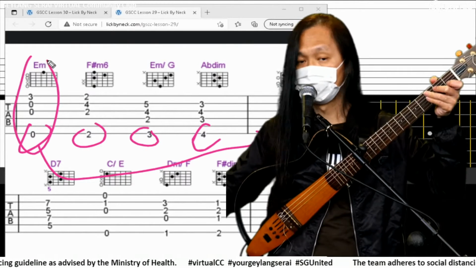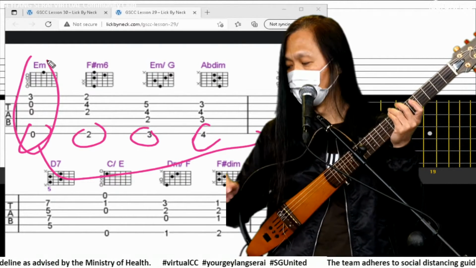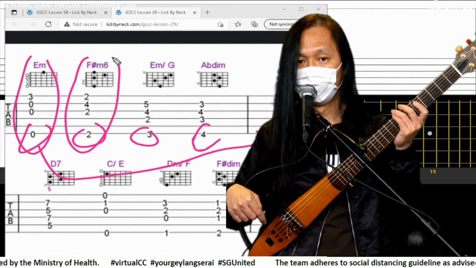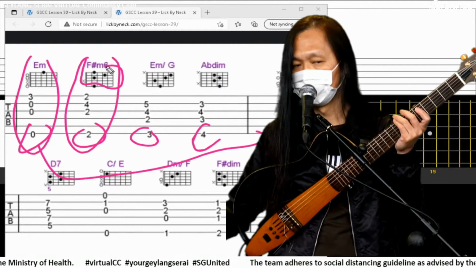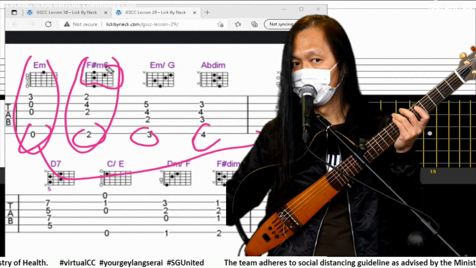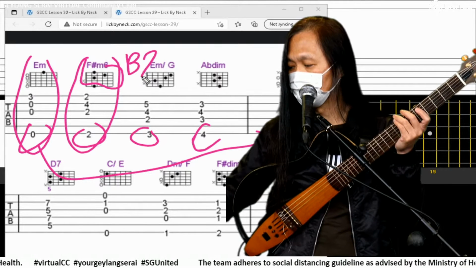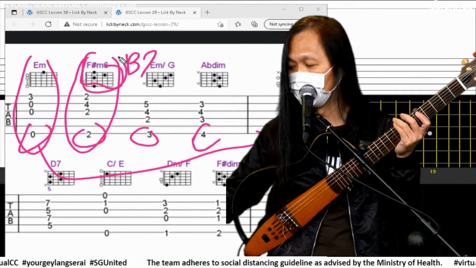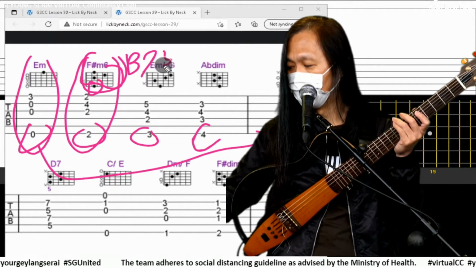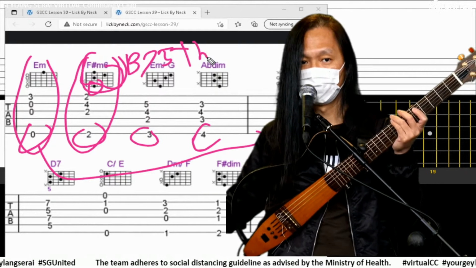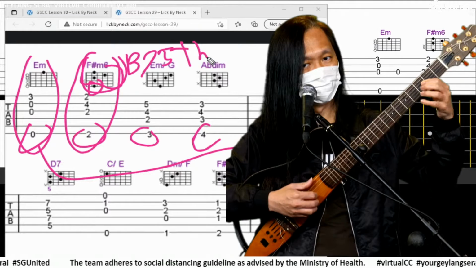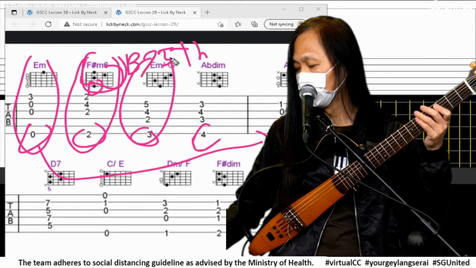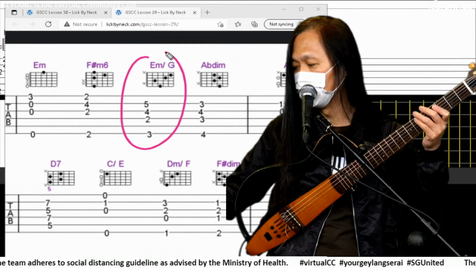This is the original E minor, nothing fancy. After that comes this one. If you look at the top portion, this is actually a B7 chord, an inversion of B7. This bass is the fifth of B7. Then this one over here is E minor, an inversion of this one.